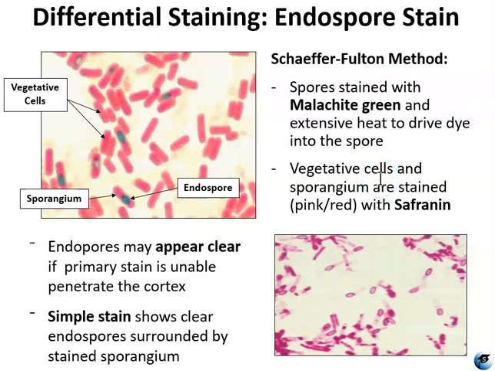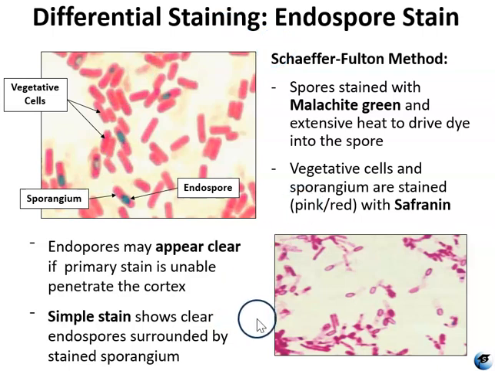Alternatively, your endospores may appear clear if the primary stain was not able to penetrate the cortex. So there's an example here where the spore is mostly clear. You can see where some of the malachite green got in there. Here's another one here. But sometimes it just can't penetrate, and in that case, the spores will be clear.